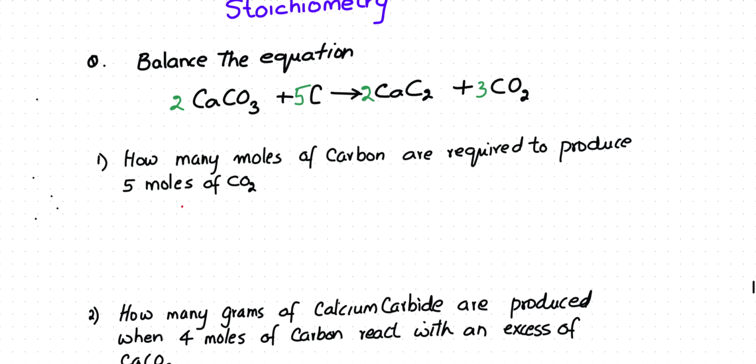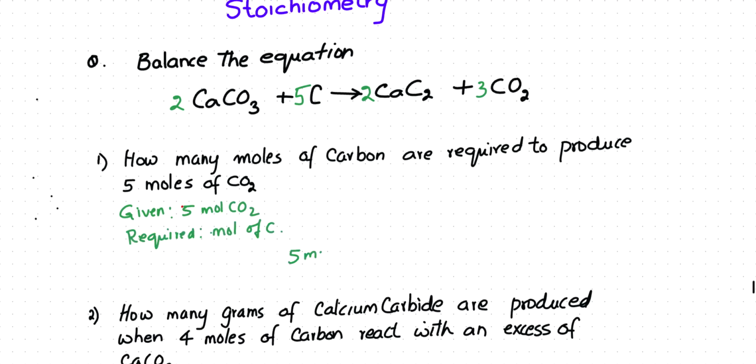Next is how many moles of carbon are required to produce 5 moles of CO2. So first we write the given amount. So given is 5 moles of CO2, and required is how many moles of carbon. So we have to find moles of carbon. So we write the given amount, so 5 moles of CO2.